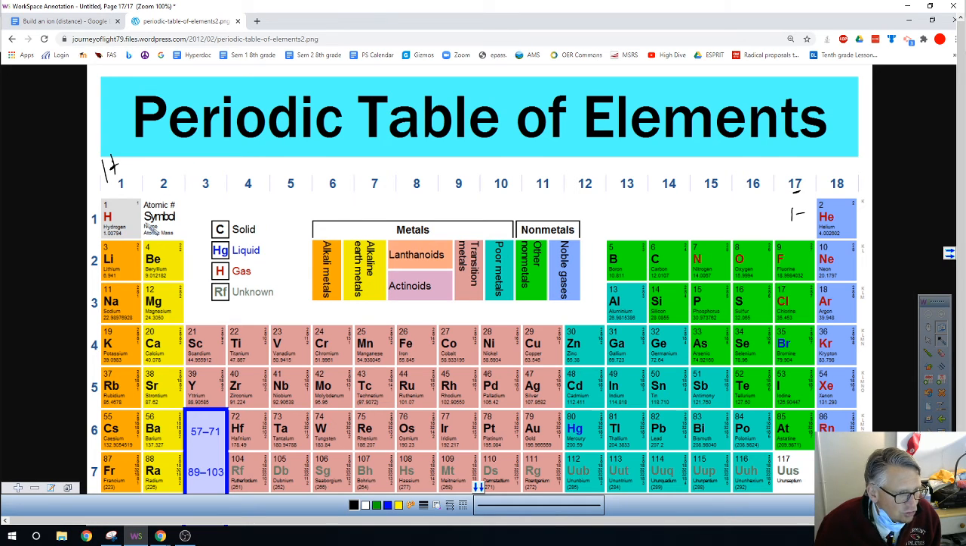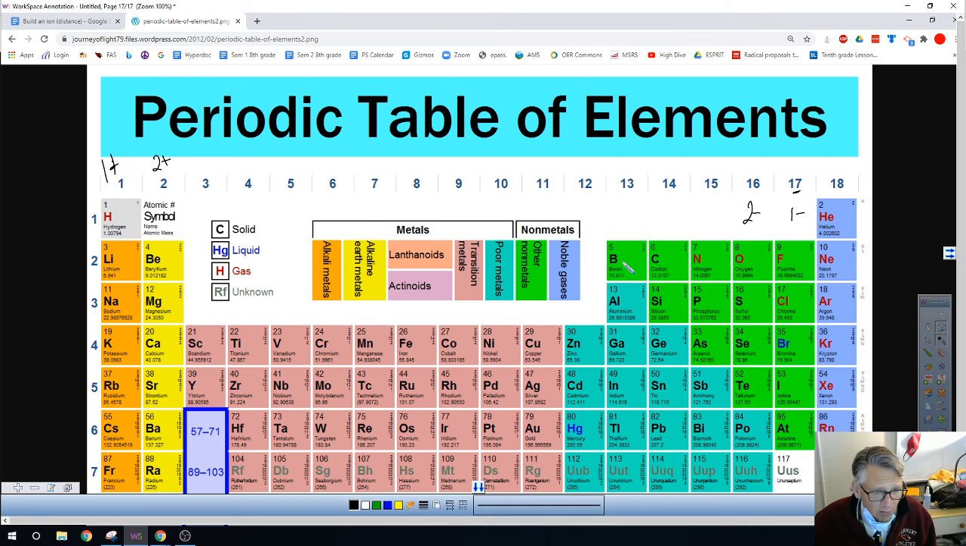Group 2 has 2 electrons in its outermost shell, so it wants to lose 2 negatives, so it will become a plus 2. And then group 6 or 16 has 6 in its outermost shell, so it wants to gain 2 negative electrons to get to 8, so it will become a 2 negative. So as we take a look at these going up and down, they are called groups, families, or columns. And what they have in common is the number of electrons in their outermost shell.